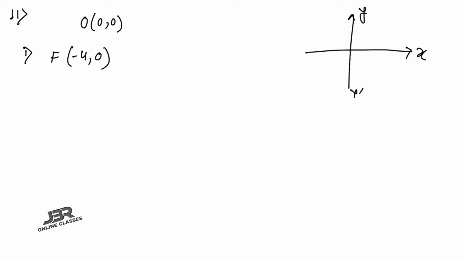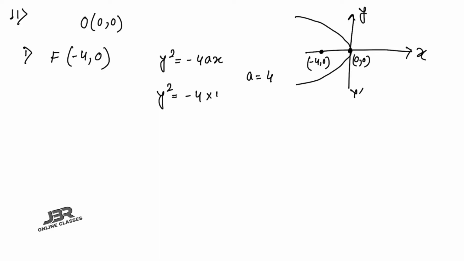this one x dash. So as here the focus is minus 4, 0, suppose this one is the focus minus 4, 0, then the parabola will be here, this is the vertex. Okay, so here the vertex is at the point 0, 0 and here the focus is minus 4, 0. Now you have to find out the equation, clear? So here the required equation will be y square equal to minus 4ax, where a equal to 4. Okay, so as here a equal to 4, so y square equal to minus 4 into 4x, that means minus 16x. Okay, so y square equal to minus 16x, that is your answer.